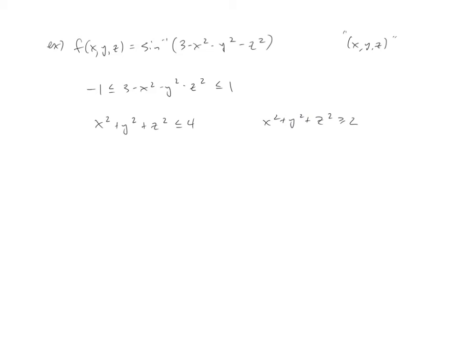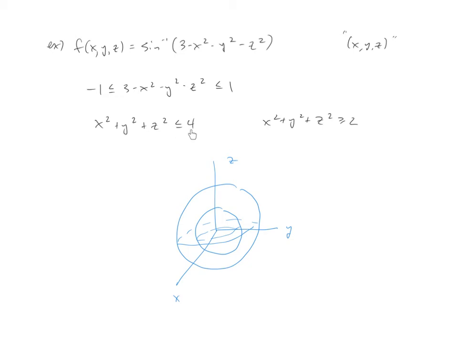So now when I graph this, again I'm going to be in x, y, z space. So I'll have my x-axis, my y-axis, and my z-axis. Here's the larger sphere right here. Let's sketch this in. And then the smaller one might look something like this. And so if our sphere has to be less than or equal to 4, and this sphere has to be greater than or equal to 2, it looks like our domain for this function is going to be all of the x, y, z ordered triples that lie between these two spheres.